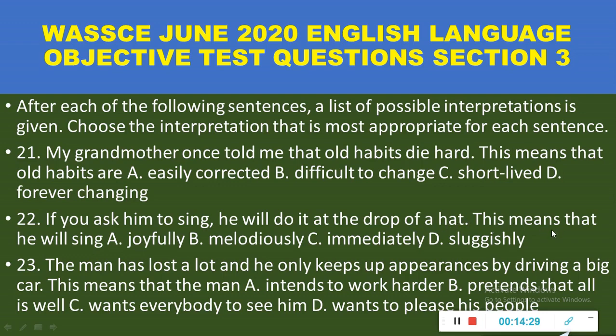So we look at the meaning. This means that he will sing joyfully. No, that's not the meaning. Melodiously, that's not the meaning. Immediately, that's the meaning.